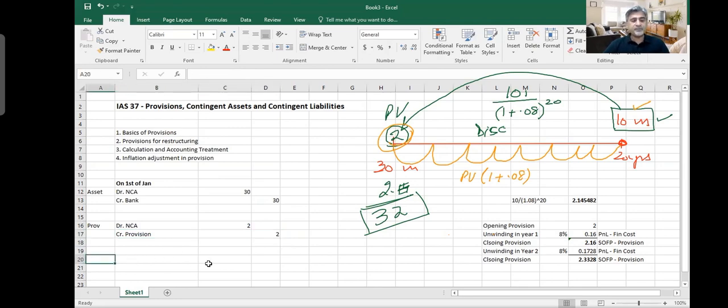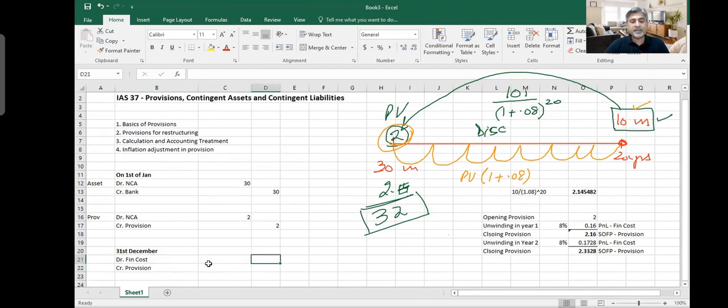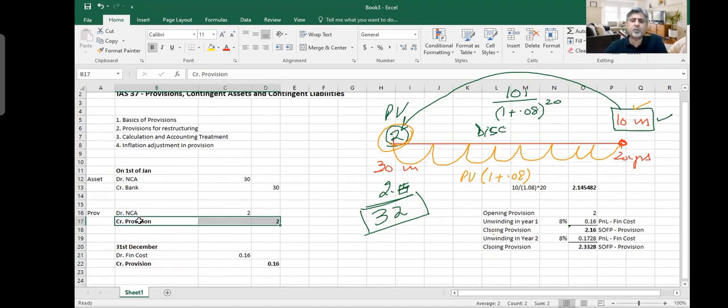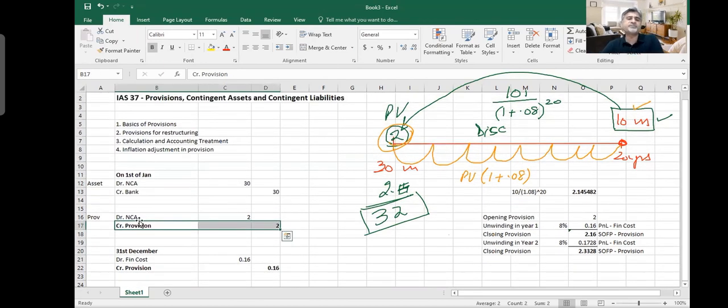And then at the end of the year on 31st of December, you say debit finance cost, which goes to P&L, and credit provision, because you are not paying it to someone, and that would be the 0.16, okay? So if you notice that provision credit here and provision credit here, provision is adding up. You are not paying it to someone. It remains in the books. And when 20 years finish, this number will become 10 million, and then you will pay.